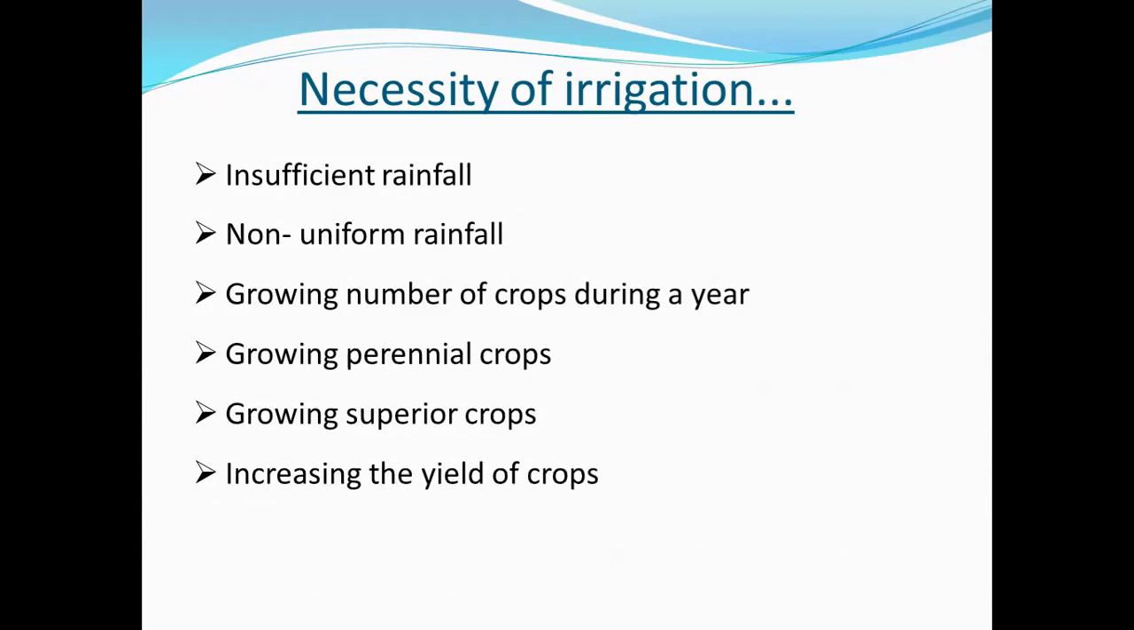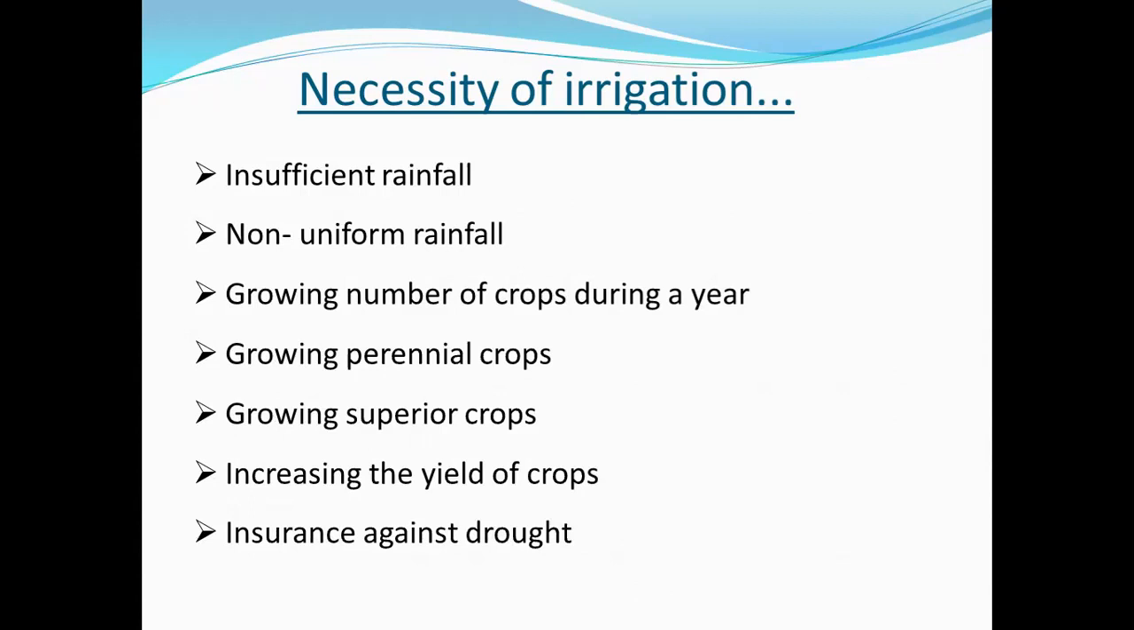Next is increasing the yield of crops. How are we going to increase this yield of crops? This may be increased by irrigation, as the supply of water is properly controlled. If the supply of water is properly controlled, then because of this the yield of crop per hectare is substantially increased, right?